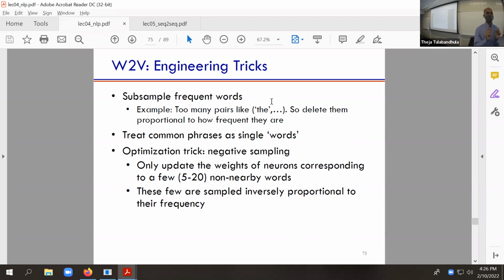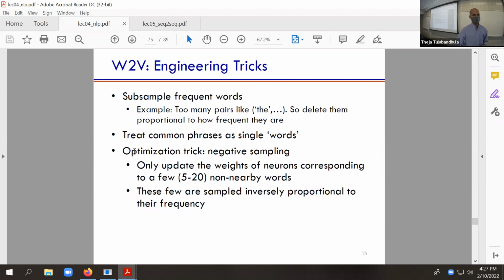If "the" as a word is appearing too many times, maybe I want to use that pair a little bit lesser. These are just pre-processing tricks. You can also make common phrases into single words. For example, if phrases have some meaning themselves, and you split them out, then there's going to be a problem. So pairs of words or triplets of words, you can just make them words themselves.